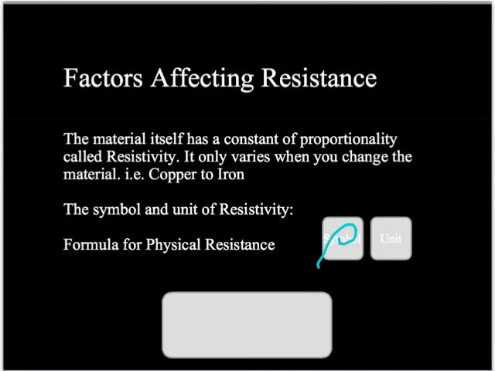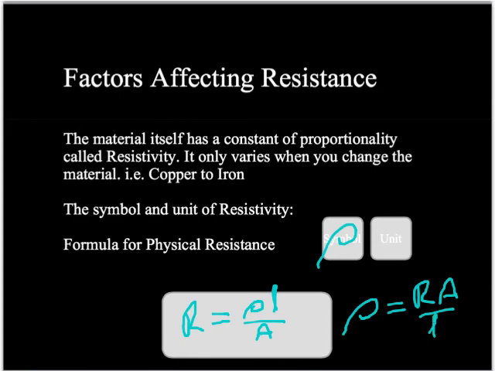So usually, how we'll remember this formula will be we'll look at resistance. So resistance equals rho L over A. To find the unit, just put in rho equals, and then you just rearrange. R A over L, and then you just simplify that.